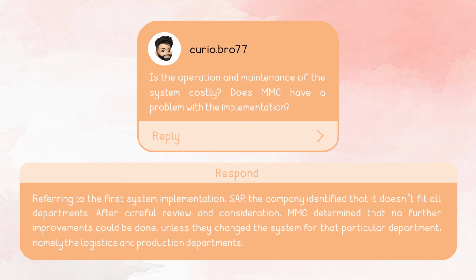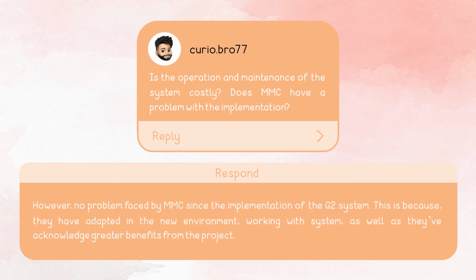Referring to the first system implementation, SAP, the company identified that it doesn't fit all departments. After careful review and consideration, MMC determined that no further improvements could be done unless they changed the system for those particular departments, namely logistics and production. However, no problems have been faced by MMC since the implementation of the G2 system. This is because they have adapted to the new environment of working with the system, as well as acknowledged greater benefits from the project.